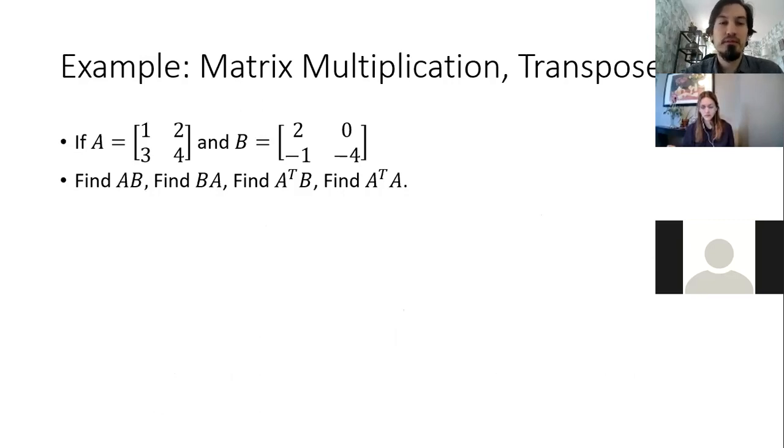Here's an example of matrices that we can multiply. I'm testing you right now, not for points, but just to see if you know how to do this. What is A times B? I would like you to do that yourself. Matrix A is up here. It's the matrix 1, 2, 3, 4. B is this matrix 2, 0, negative 1, negative 4. The question is, what is A times B? I'll do it also.